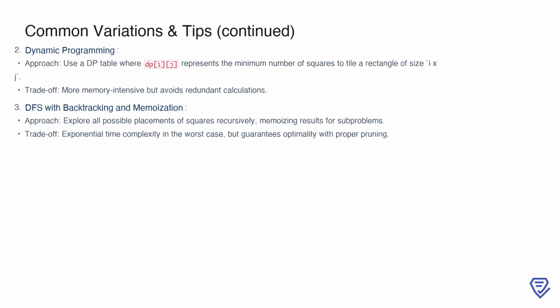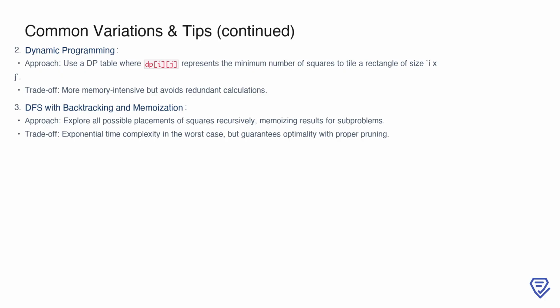Another powerful approach is dynamic programming. Here, you can construct a DP table where dp[i][j] represents the minimum number of squares required to tile a rectangle of size i x j. This method avoids redundant calculations by solving subproblems only once and reusing the results. However, it can be memory-intensive, especially for larger rectangles.